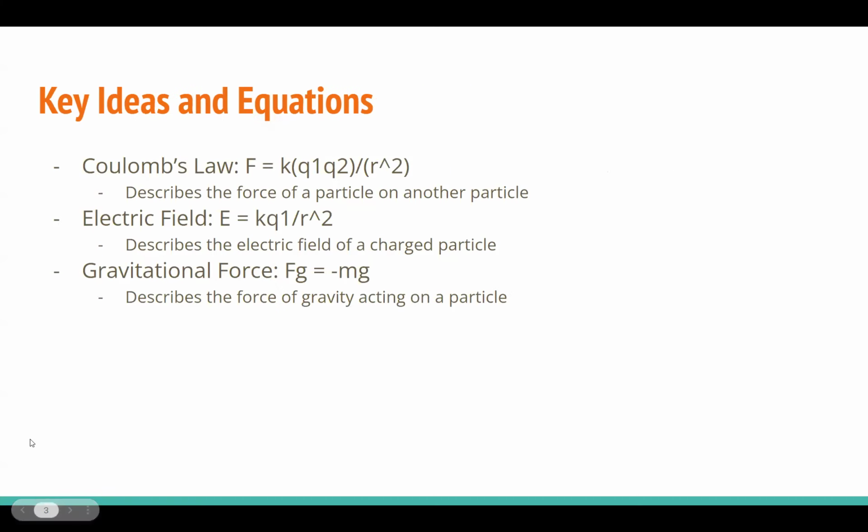Some key ideas and equations that were used, especially in the coding and calculation, were Coulomb's law, which describes the force of a particle on another particle, where K is a constant, 1 over 4 pi epsilon naught. These are the two charges, and this is the distance between the two charges. And then the electric field describes the electric field of a charged particle, this being the charge and the distance. And then the gravitational force is just the force of gravity acting on the particle. Mass is the mass of the particle, and g is the gravitational constant.